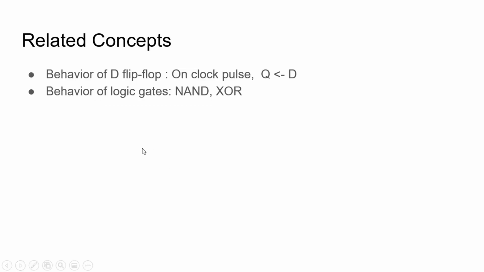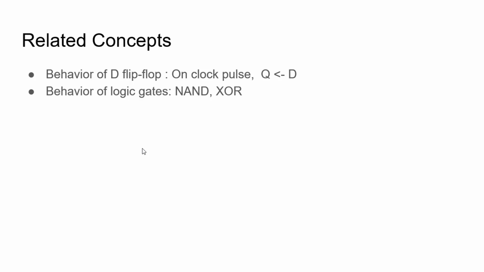Some of the concepts related to this question are the behavior of a D flip-flop. At every clock pulse, the output Q gets the value of input D. You'll also need to know the behavior of some basic logic gates, here specifically NAND and XOR.